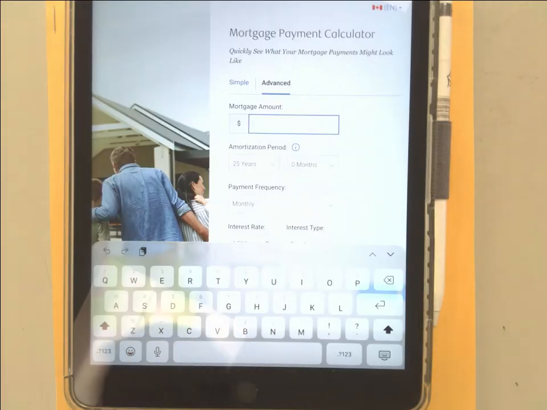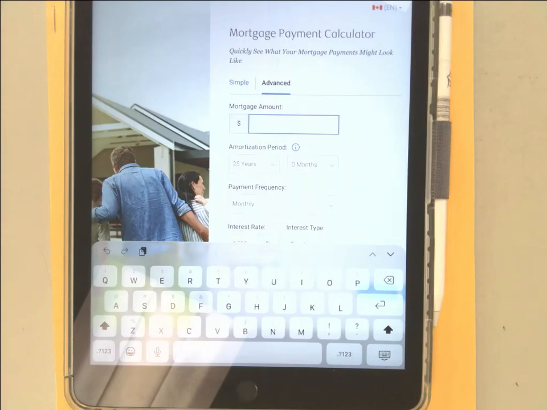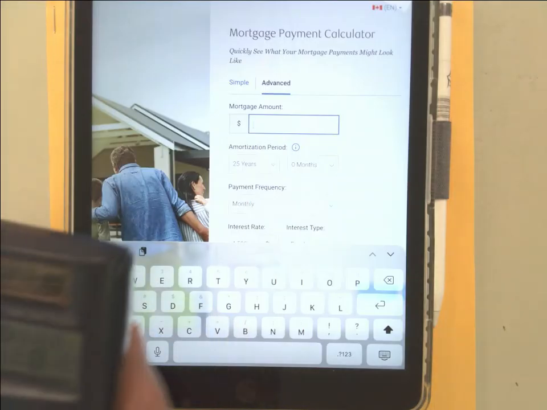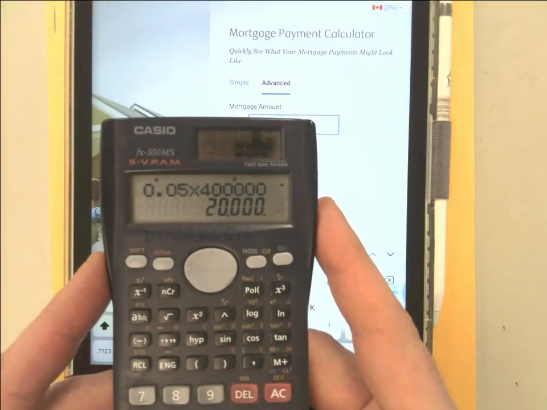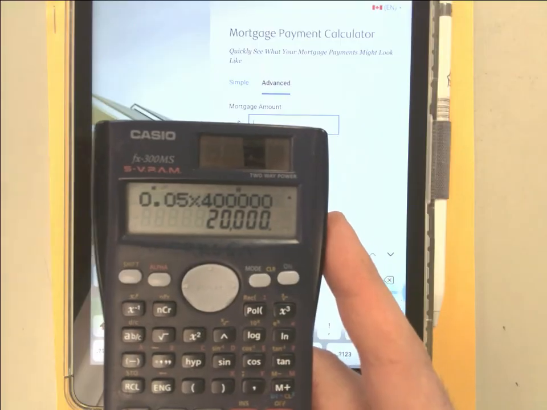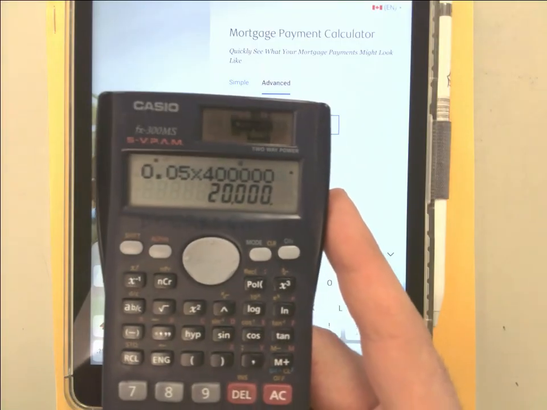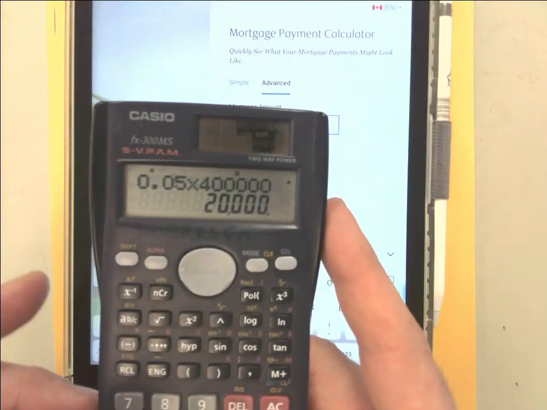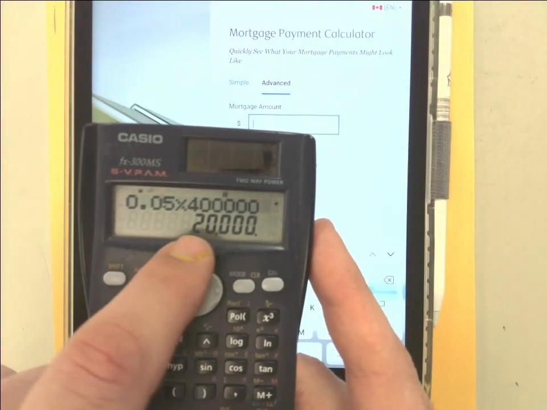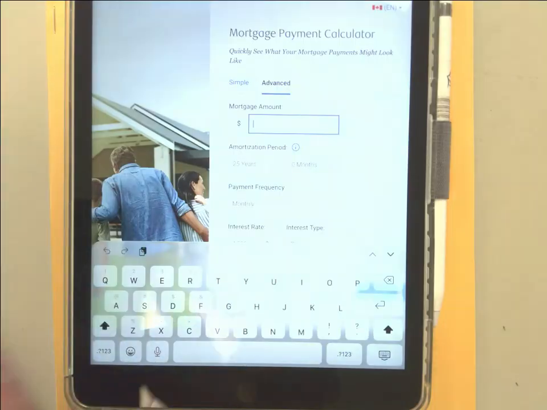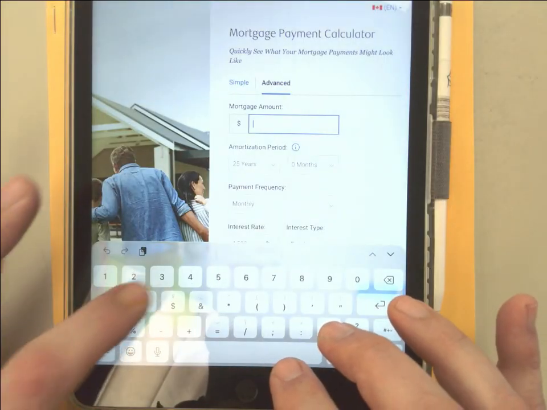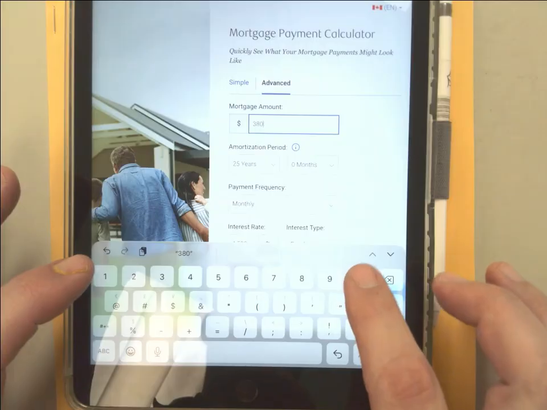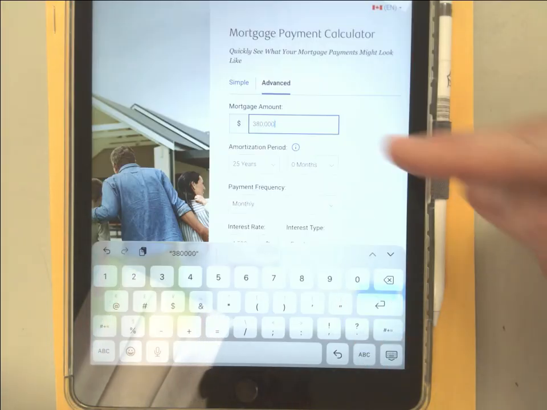So let's do a little bit of math here. What's 5% of 400,000? $20,000, right? You need to have saved up $20,000 to buy a $400,000 house. So how much are we borrowing if we put this down? We're borrowing $380,000. Okay, so that is our mortgage amount.